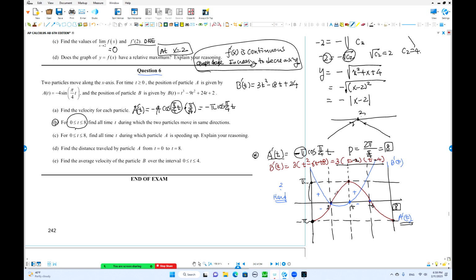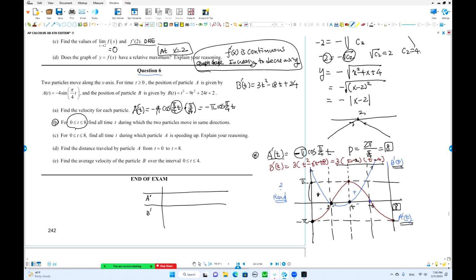When this is 0, they intercept these two points, 2 and 4, right? The graph is moving here. First, check from this graph up to here: the velocity of particle B is positive. I'm going to make a graph, this is better: particle A velocity, particle B velocity.